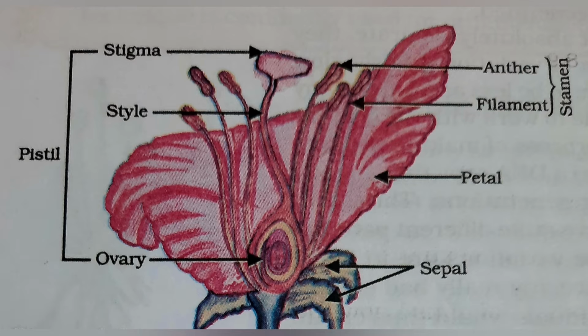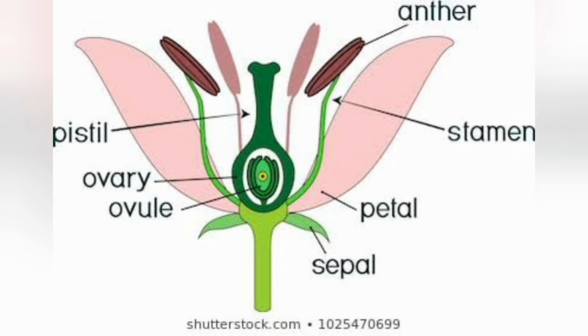Stamens and pistils are reproductive parts of the flower, which contain the germ cells. The flowers can be differentiated as unisexual and bisexual. Unisexual flowers contain either stamens or pistil. Or bisexual, it may contain both stamen and pistil.